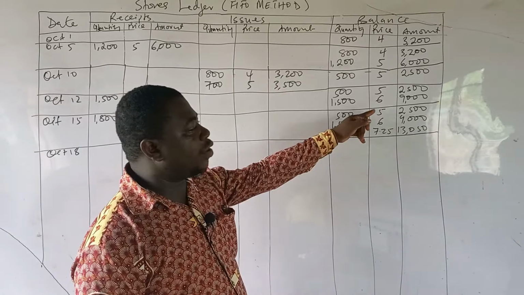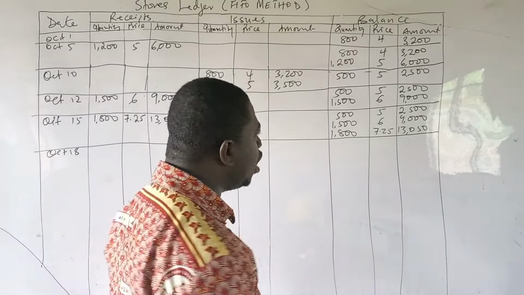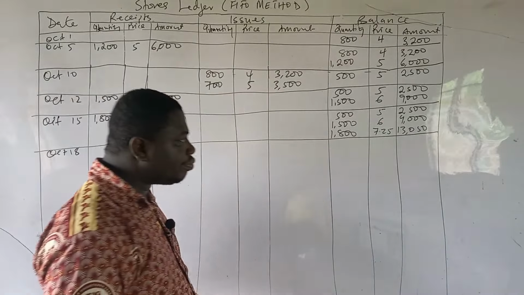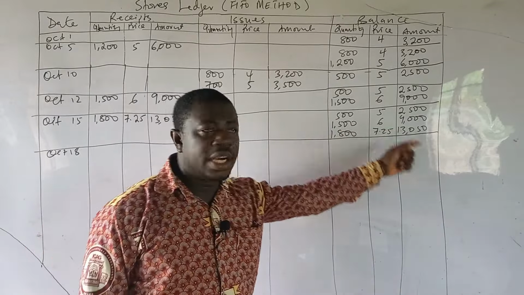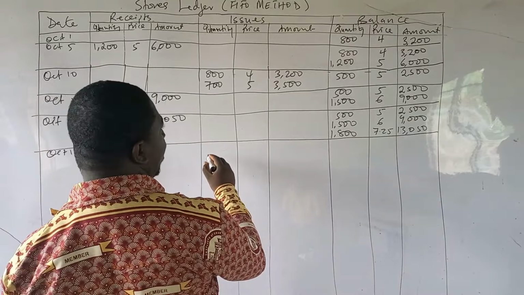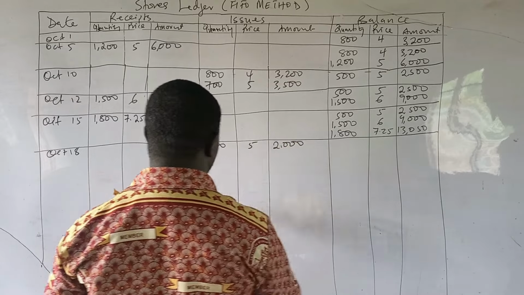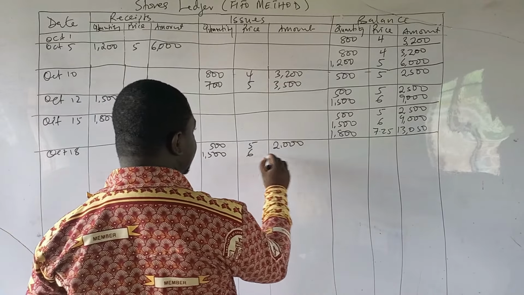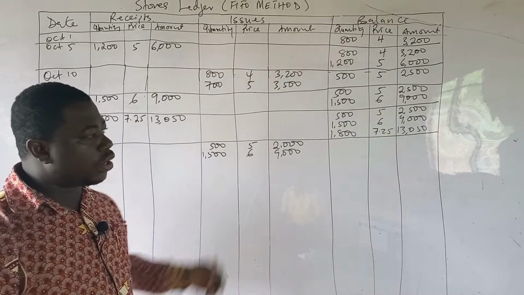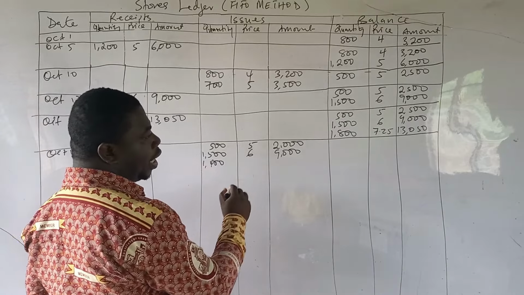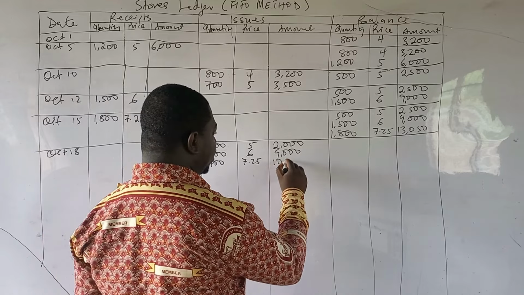But the problem is that they are not at the same price. They didn't come in at the same price. So you have to issue it according to the first in, first out. So you first have to issue out 500, then next you issue out the 1,500. That will be 2,000, so that the extra 1,400 can go out of the 1,800. And so we have 500 issued out at 5, giving us 2,500. And then 1,500 at 6, giving us 9,000. So we have issued out a combined 2,000 units. So the next thing is to issue out the extra 1,400 at a price of 7.25. And that gives us a total of 10,150.